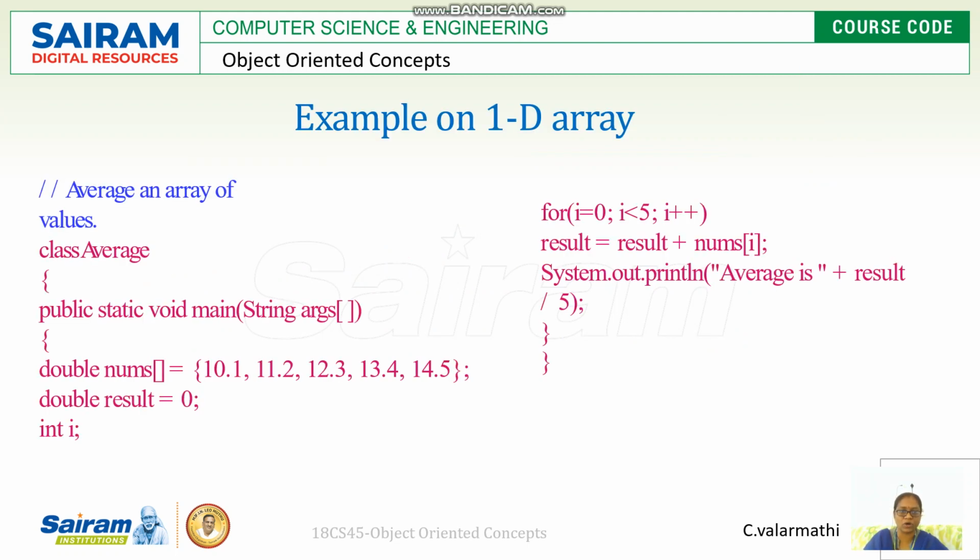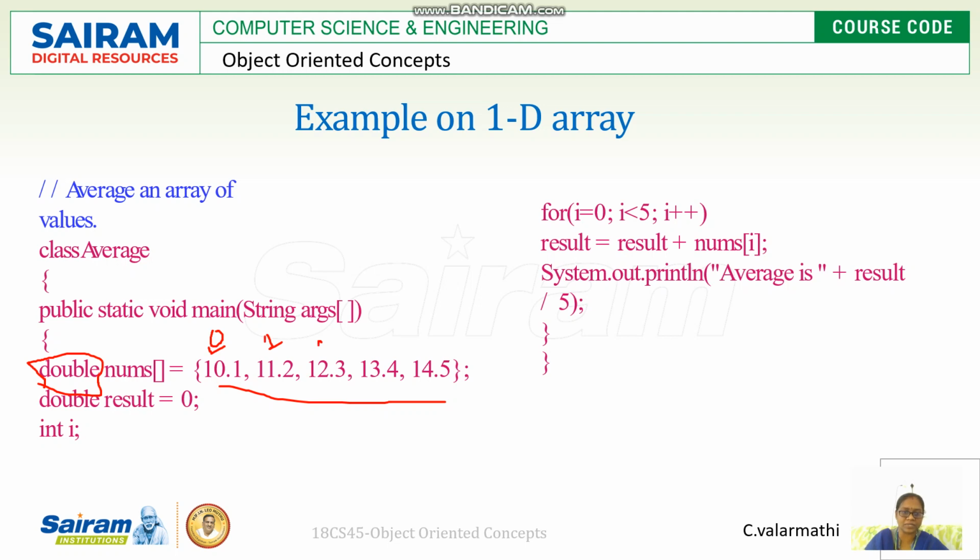Another example is given. It uses the for loop here. We are using a double type array variable here. So double nums, and this value is given. What is the value? 10.1, 11.2, 12.3. Likewise, the first element will be stored in the location of 0 and the second element is stored in the location of first.